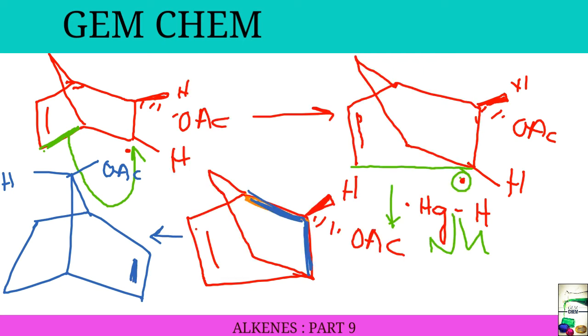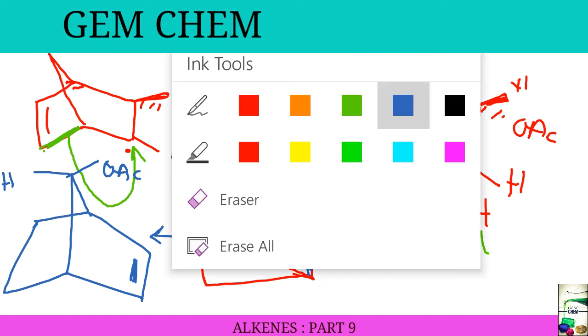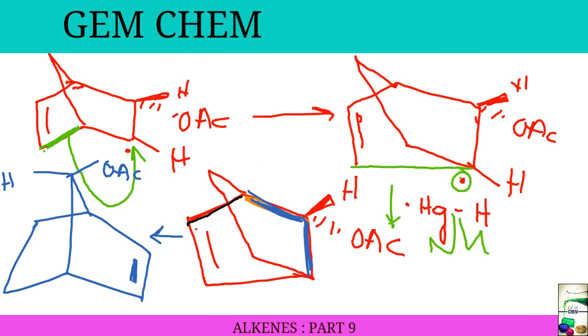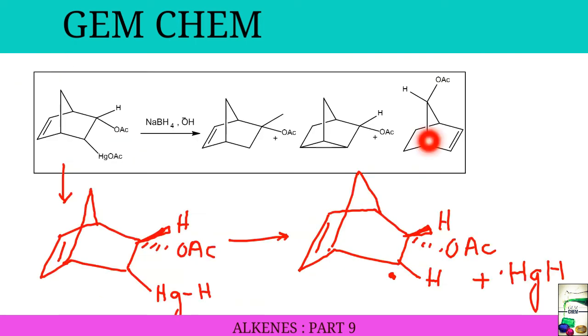So basically we are considering this 5-membered ring in this plane and the other blue portion as our bridge. Okay. So ultimately we are obtaining our third product which is required. So this is our third product.